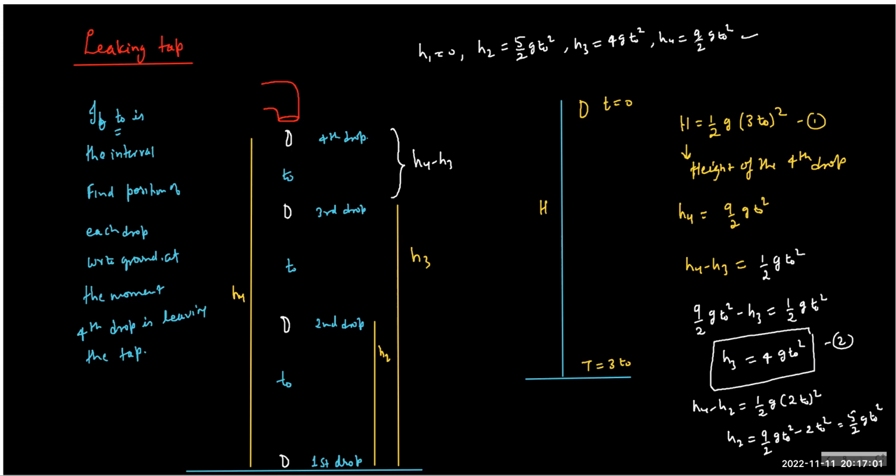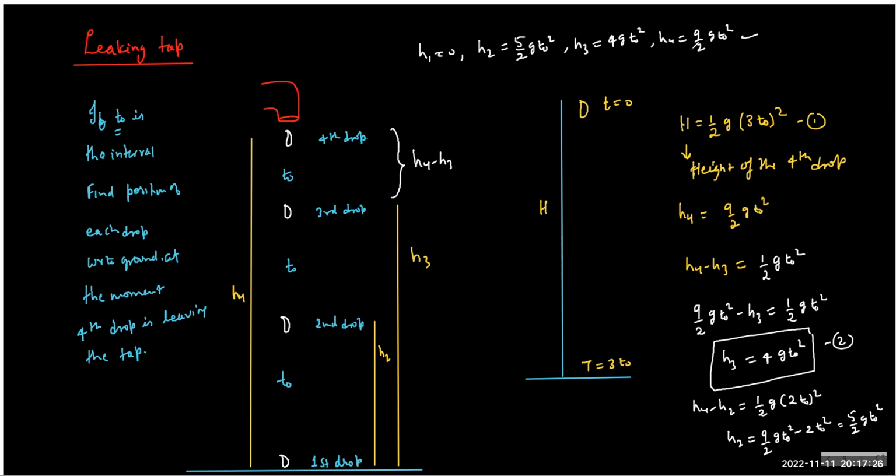Now this question actually comes in a more complex way, assuming there are n drops coming that way. So you can solve question number, I think 26 from S.C. Verma. So can we find H2 by using H3 minus H2? Yeah, definitely. You can use anything. But I'm getting 7 by 2 G T naught square.